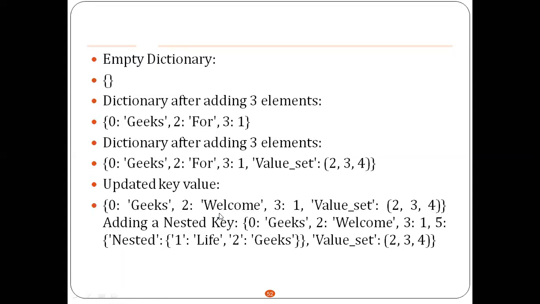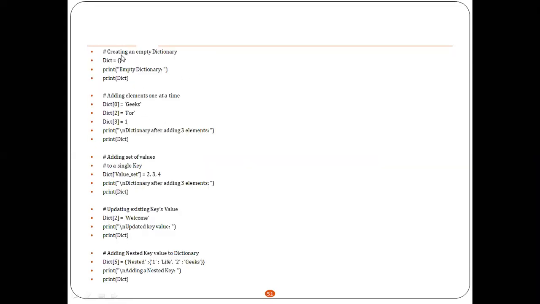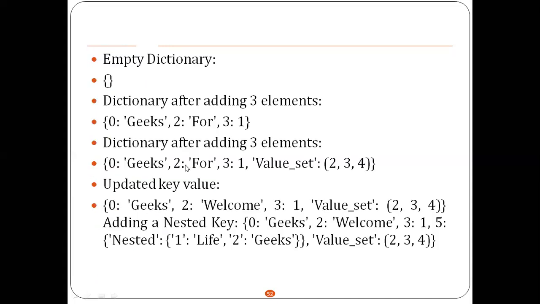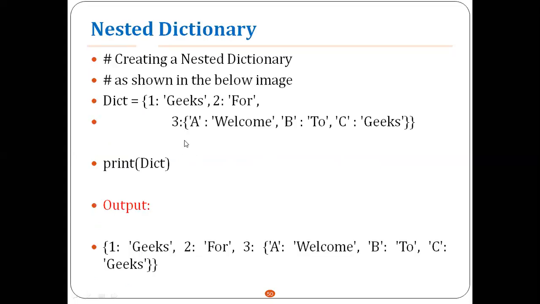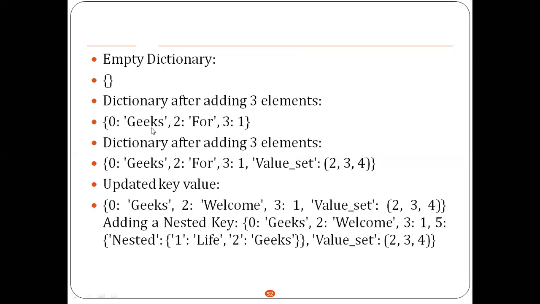So let us look at how the output appears. The empty dictionary contains nothing. And the dictionary after adding 3 elements: 0 gigs, 2 4, and 3 1. 0 is a key, 2 is a key, and 3 is a key. Key 0 has the value gigs, 2 has the value 4, and 3 has the value 1. That is 0 gigs, 2 4, and 3 1.